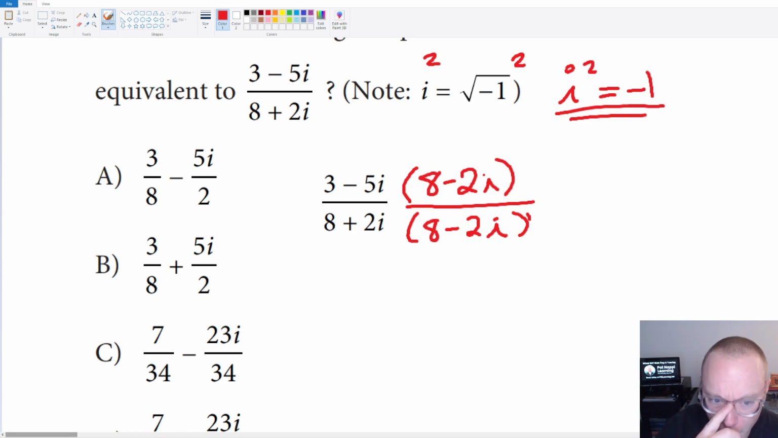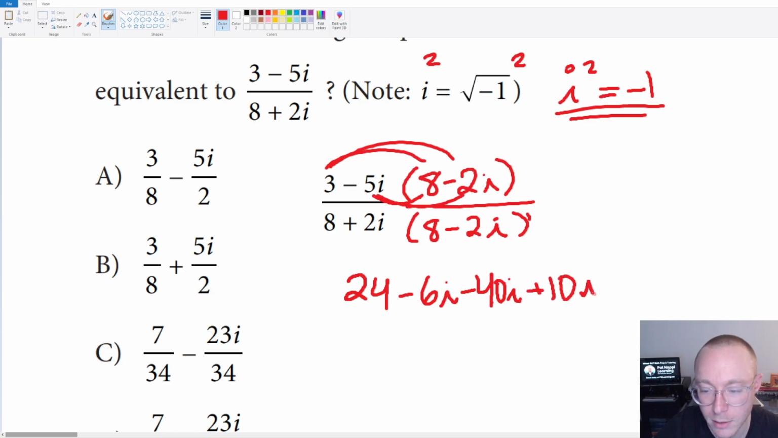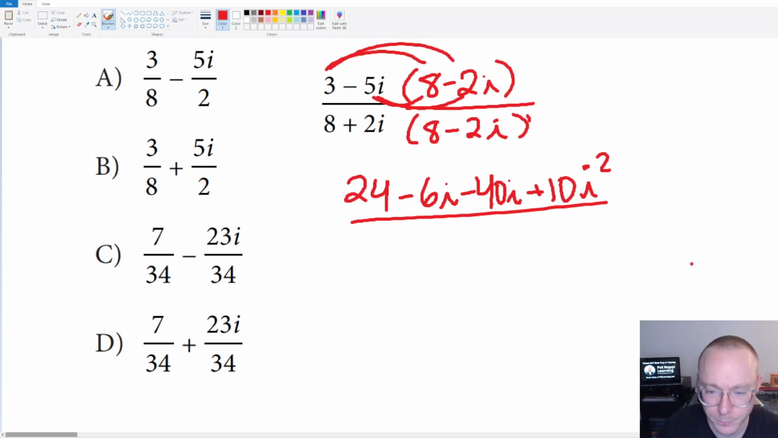Once you've got that down, you're going to start multiplying these things out. You're going to get 3 times 8, which is 24, 3 times -2i, which is -6i, -5i times 8, which is going to be -40i, and -5i times -2i, which is going to give you positive 10i squared.